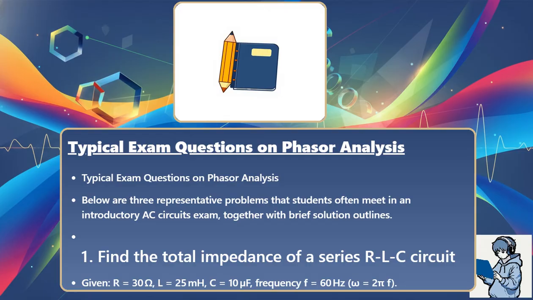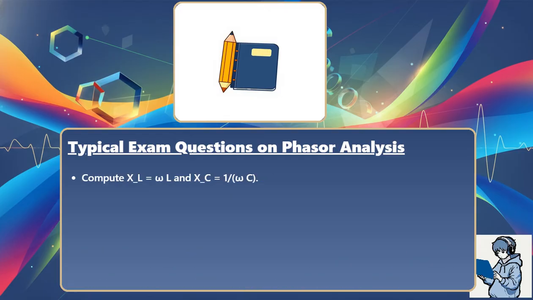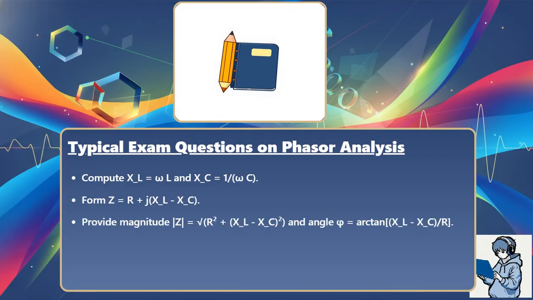2 pi f. Compute X sub L equals omega L and X sub C equals 1 over omega C. Form Z equals R plus j times (X sub L minus X sub C). Provide magnitude Z equals the square root of R squared plus (X sub L minus X sub C) squared, and angle phi equals arctangent of (X sub L minus X sub C) divided by R.